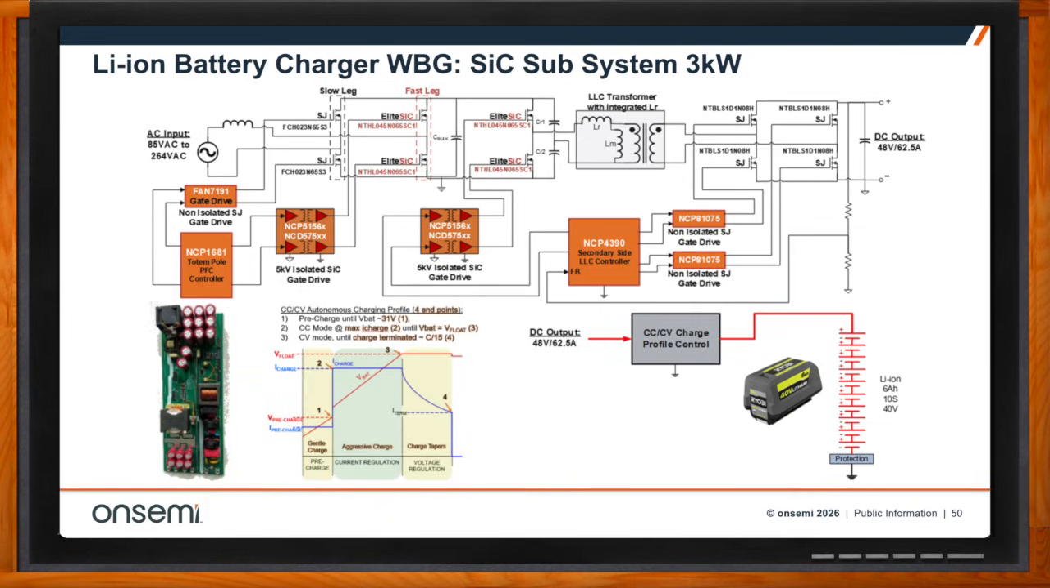At the input, we give the NCP1681 totem pole PFC controller. And you can see that's controlling the slow leg and fast leg half bridges, essentially. The slow leg runs at the line frequency of 50 or 60 hertz, and the slow leg uses silicon junction. The fast leg is where we put the silicon carbide, and the fast leg runs from 30 kilohertz to 130 kilohertz, I believe. Don't quote me on that, but much faster.